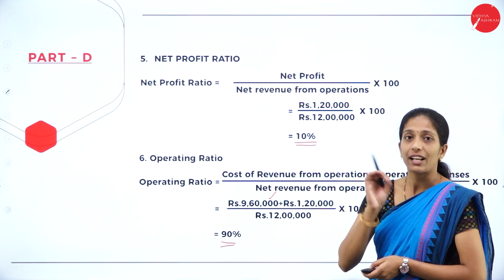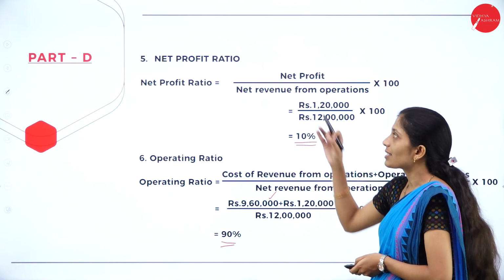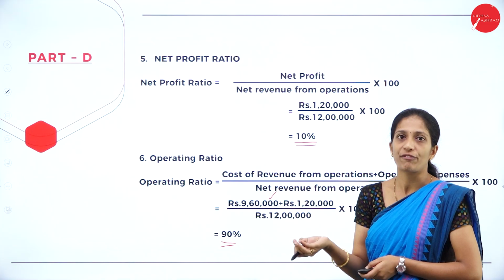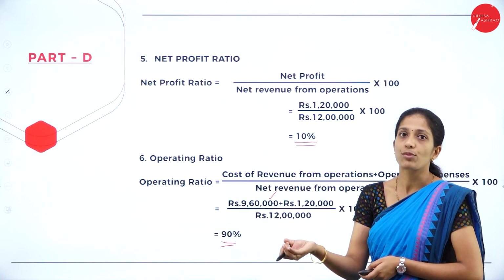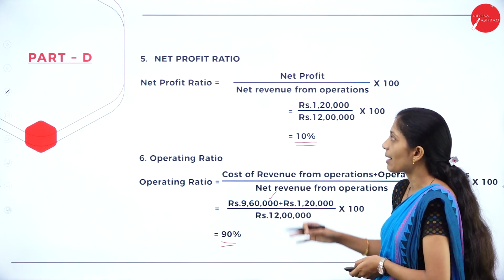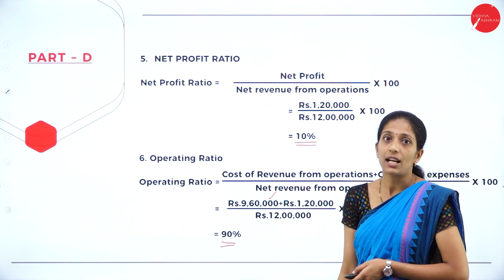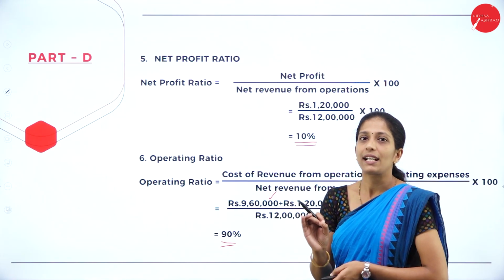Okay, so always remember, this calculation of 6 ratios carries 2 marks each, and the first 3 ratios have to be recorded in terms of times. Whereas the other ratios, gross profit ratio, net profit ratio and operating ratio, have to be shown in terms of percentage. So this is about the 12 marks problem regarding ratios. Hope you are clear about it.